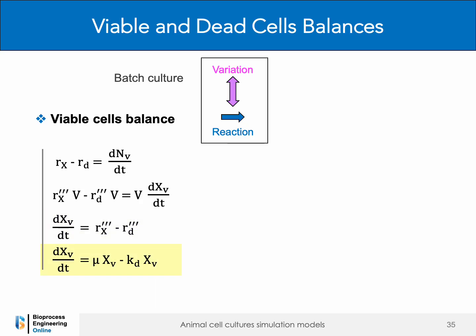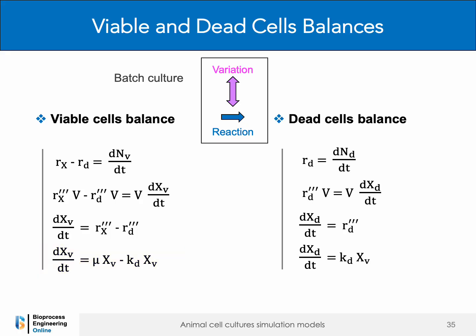Expressing volumetric rates as the product of specific rates and viable cell concentration, xV, the differential equation becomes dxV over dt equals mu xV minus k dxV.